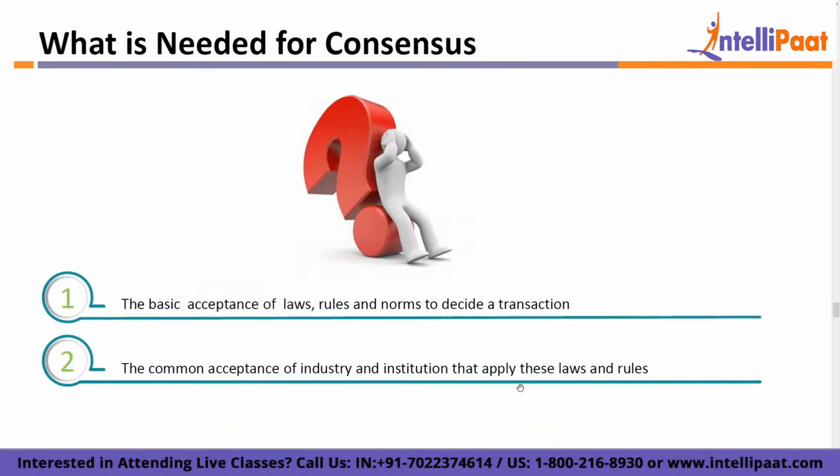So, the basic acceptance of laws, rules, and norms to decide a transaction should be part of your consensus mechanism. And similarly, the common acceptance of industry and institution that applies these laws and rules should also be considered while designing and developing the rules and algorithms for writing consensus mechanisms. So, in short, in layman's terms, consensus should include all your business logic, conditions, and all scenarios during any financial transaction or any business that your organization is doing and for which you are developing the blockchain consensus mechanism.